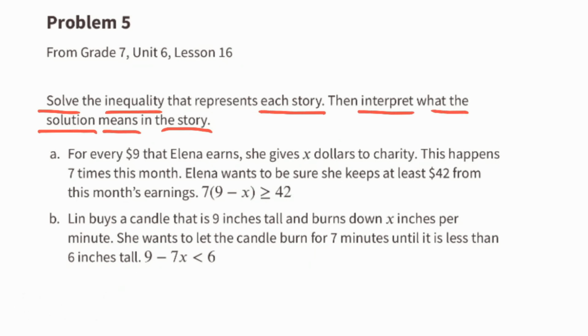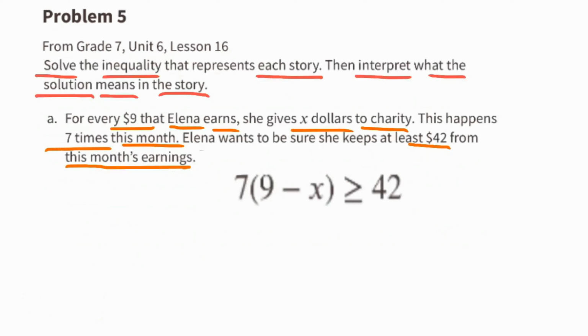Solve the inequality that represents each story. Then interpret what the solution means in the story. A. For every $9 that Elena earns, she gives x dollars to charity. Elena wants to be sure she keeps at least $42 from this month's earnings. We'll put the 7 on the outside, which represents how many times this happened.